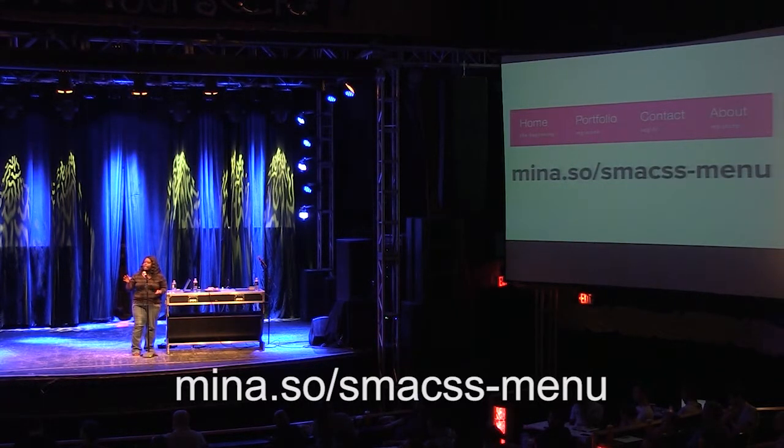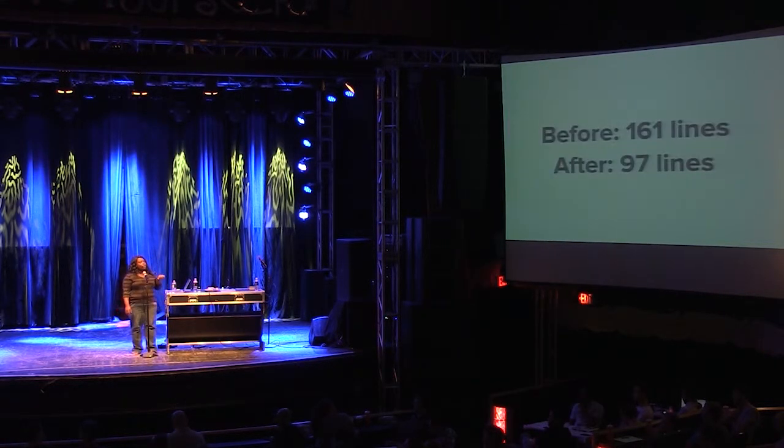Again, it's mina.so/smacks-menu. And you'll see in that example that before, that one module was 161 lines of CSS. After I applied the SMACSS methodology and all of the Sass tricks I showed you, I got it down to 97 lines of CSS. And that's one module. So you can imagine how much you can save if you apply this to your entire project.